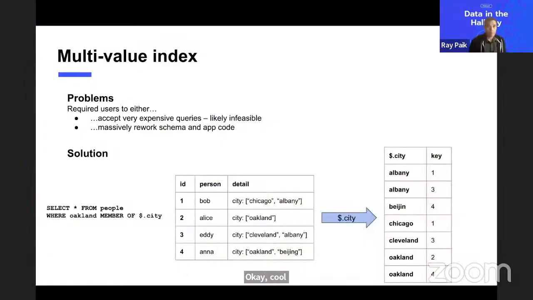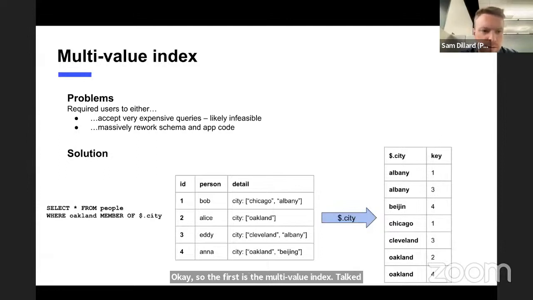No worries. Okay, so the first is the multi-value index. I talked about this a little bit already, but the problems we wanted to solve were that prior to this, users had basically a choice if they had this kind of data. They had to accept very expensive queries where basically they would have to traverse the column that the JSON data was in and walk the JSON data to check for the values in the array in question every time they ran the query, which is basically infeasible.